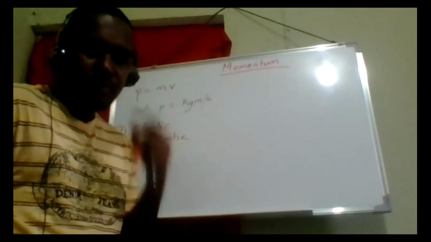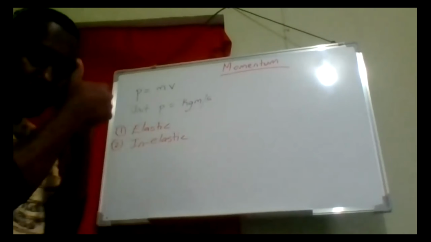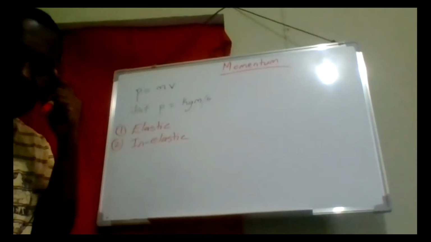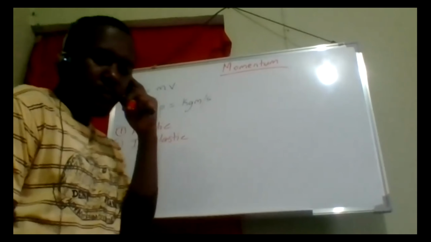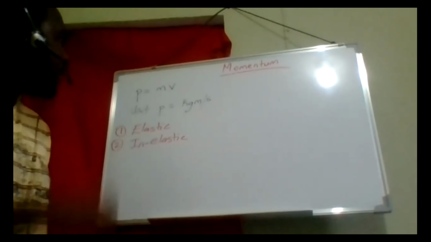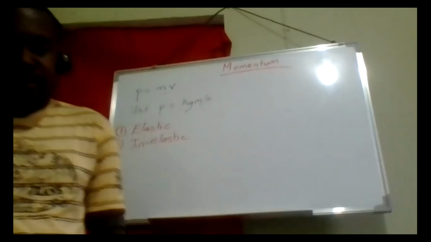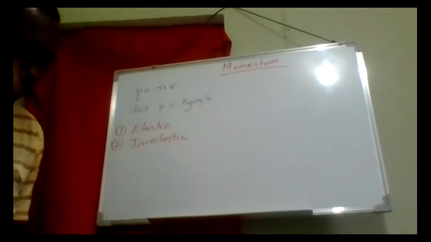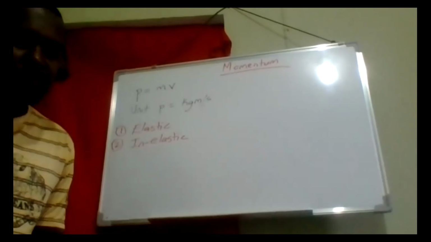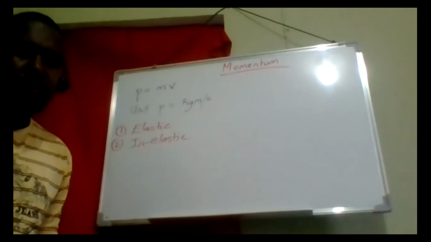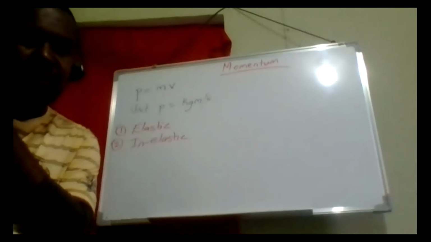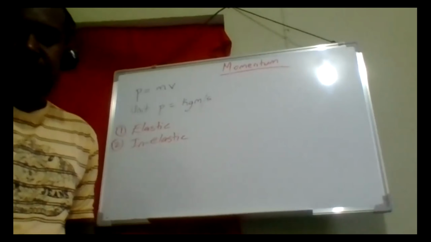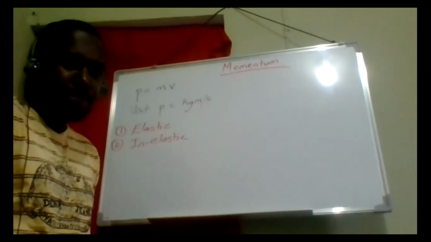Elastic collision means that when two particles collide, the momentum transfers from one particle to another, and they move in the same direction at the same time. I didn't get the last part of what you said. You want to repeat that, the last part, please?